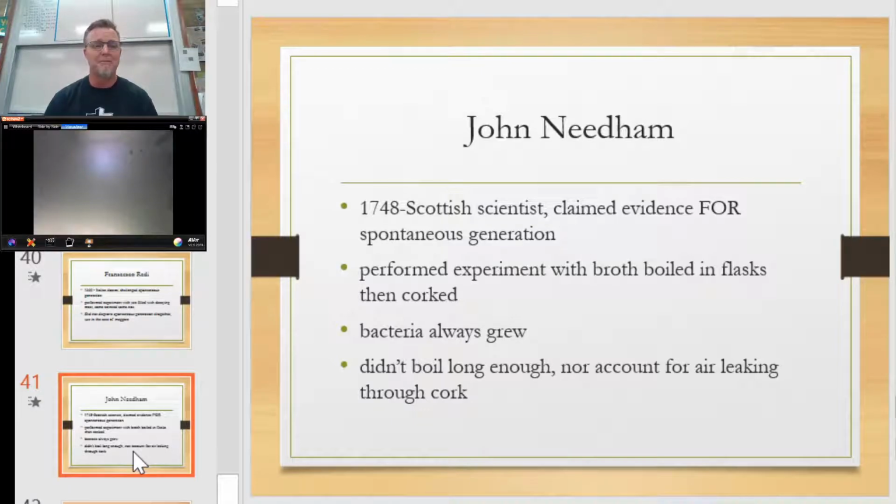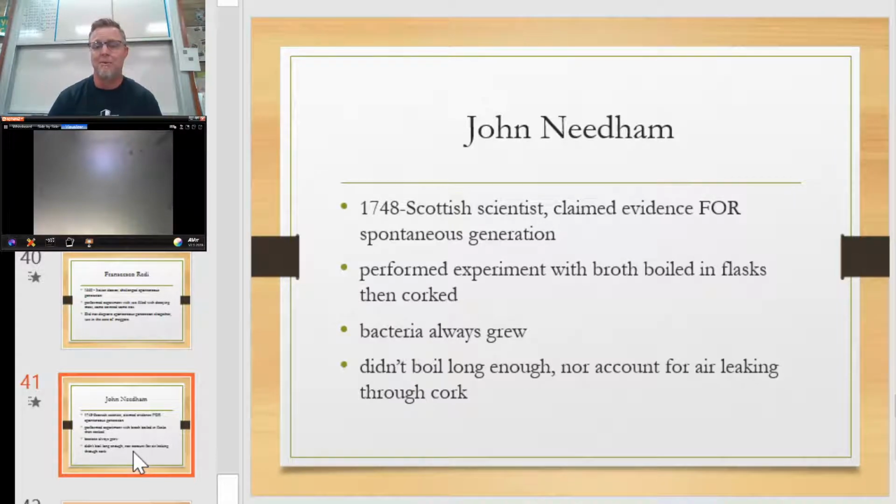Next comes a guy by the name of John Needham. John Needham, in 1748, he's a Scottish scientist. He actually provided evidence that might seem to support spontaneous generation. He did an experiment with beef broth. It's kind of like soup with no noodles, okay? And he put the broth in a flask and boiled it for a short time and then put a cork on top, right? Well, every time he did it, he noticed that bacteria always grew in his beef broth.